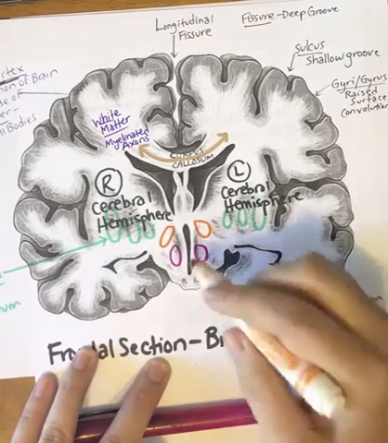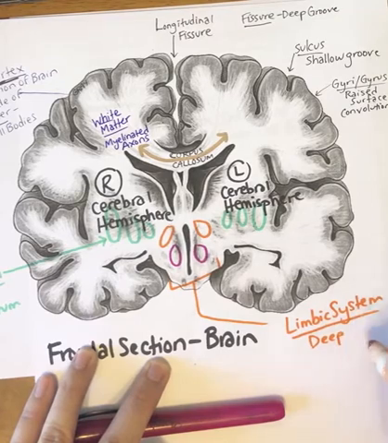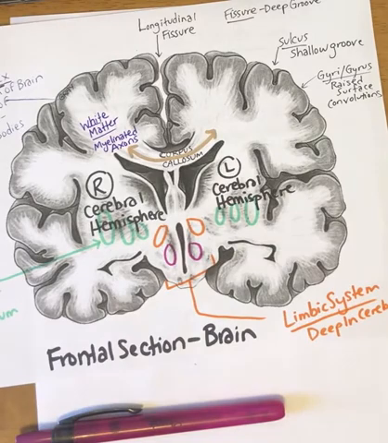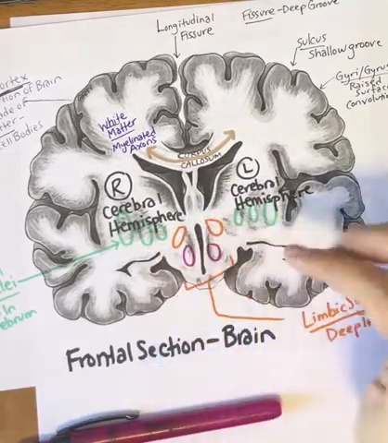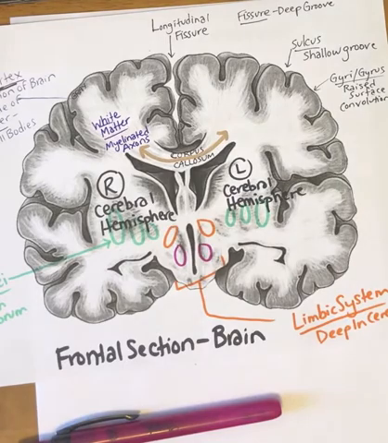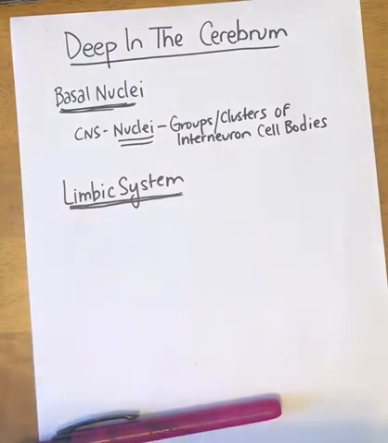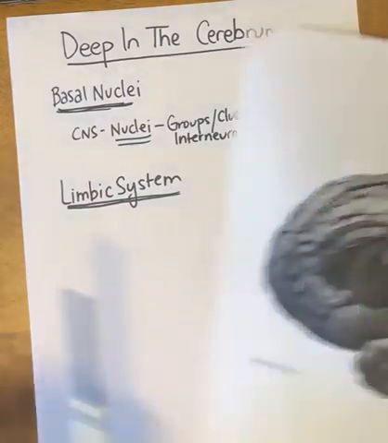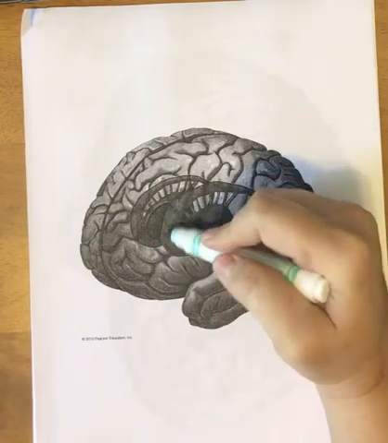Another structure that is going to be deep in the cerebrum. All right, so this would be a frontal view if you were looking at it. You can kind of see the gray right here on either side, but these are the basal nuclei. Now I'm going to show you a lateral view as well from your textbook that we're going to take notes on. So we're going to start with the basal nuclei. So I'm going to color code these.